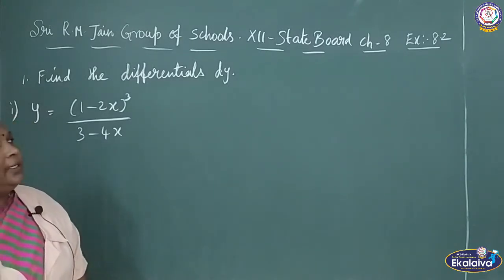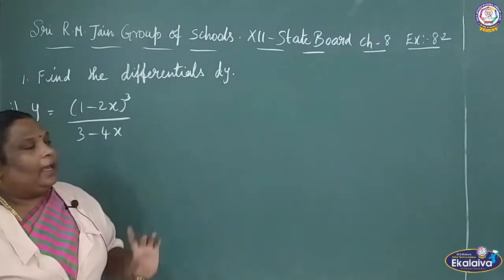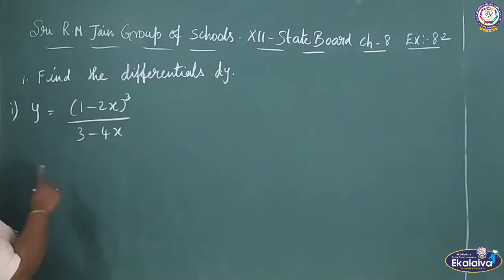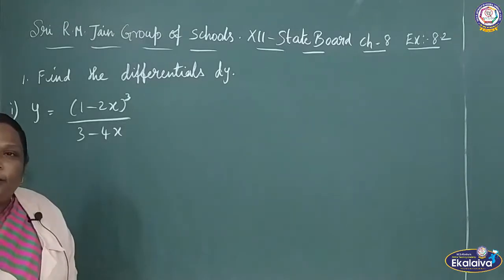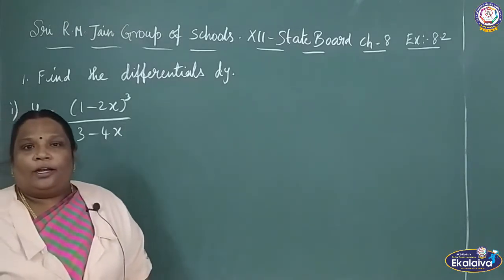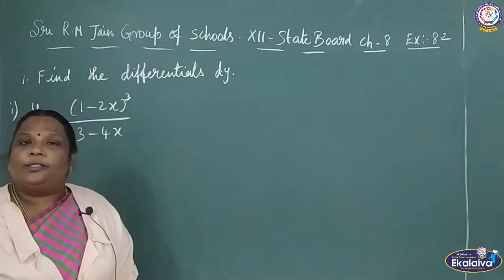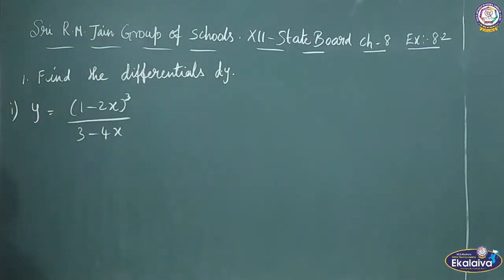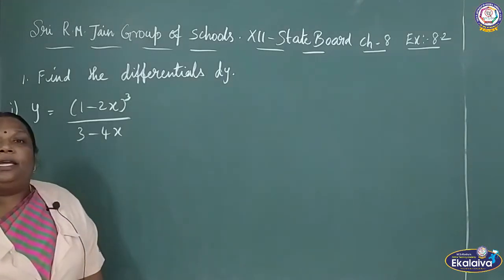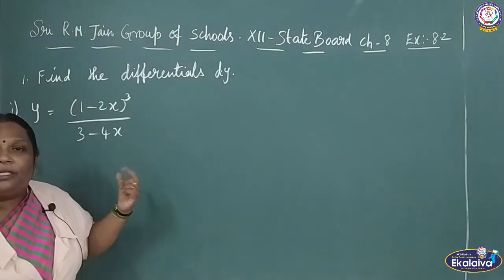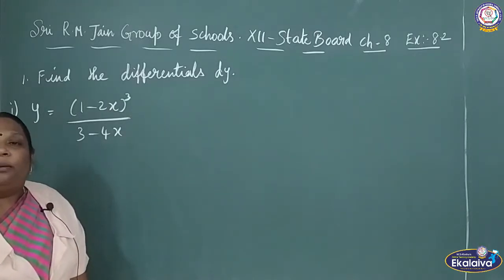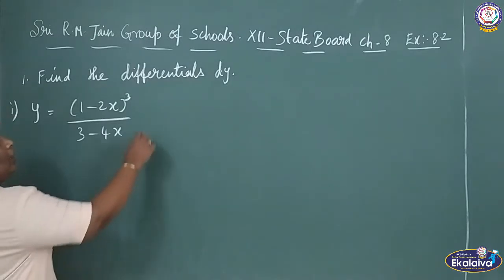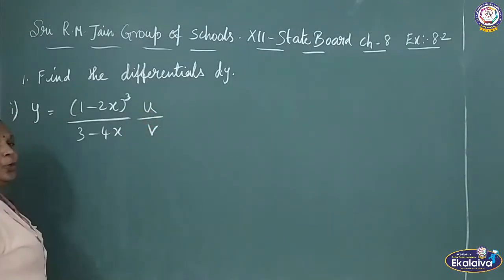See, this is 12th standard state board, chapter 8, exercise 8.2. First sum, find the differential dy. You already studied differential calculus in the 11th standard. You know how to do the sum also. See here, y equals (1 minus 2x) the whole cube by (3 minus 4x). What form is this? Yeah, it is a quotient rule. You can apply the u by v formula.